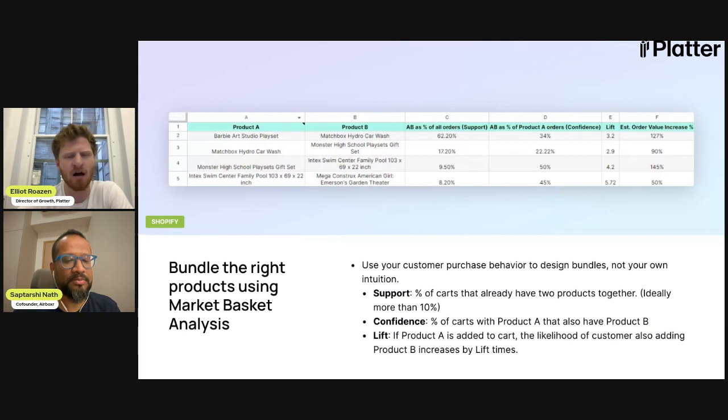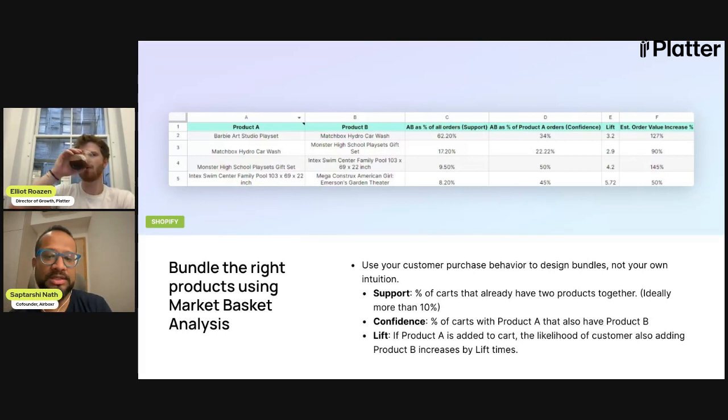And are any of these columns calculated? Because I've seen this report before in Shopify. Does it come with all of these columns, or are these also being calculated after they're pulled? Yeah, in our case, we are calculating them after we pull the data. So what we do is we pull the raw sales data for each cart, and then look at what two products made up that cart, and then calculate the C, D, E columns from there.